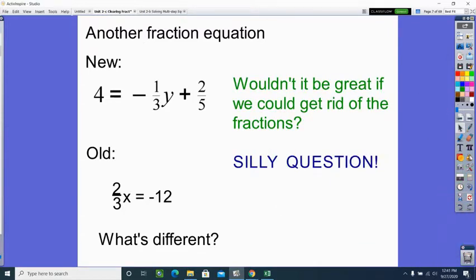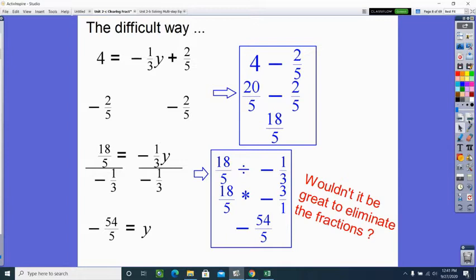But wouldn't it be great if we could get rid of those fractions? I mean, silly question. So the first thing I'm actually going to do, though, is show you what students would have to do if they didn't clear the fractions. They would start by undoing this addition by subtracting 2/5. Now, when we come over here, you need to have a common denominator, and that's what I'm doing over to the right here. So 4 would be 20/5, and 20 minus 2 would be 18/5. Now it looks like the one we just did a second ago. We're going to divide both sides by -1/3. Oh, by the way, multiplying by the reciprocal, which is what I'm doing over here.